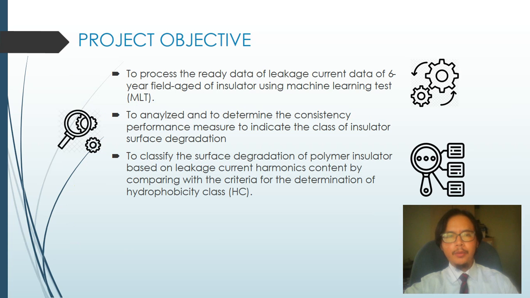Okay, for the project objective, this study's objective is to process the ready data of leakage current of 6-year-old field edge insulator by using machine learning test or MLT. After that, to analyze and to determine the consistency performance measure to indicate the class of insulator surface degradation, and last but not least, to classify the surface degradation of polymer insulator based on leakage current harmonics content by comparing with the criteria for the determination of hydrophobicity class or HC.